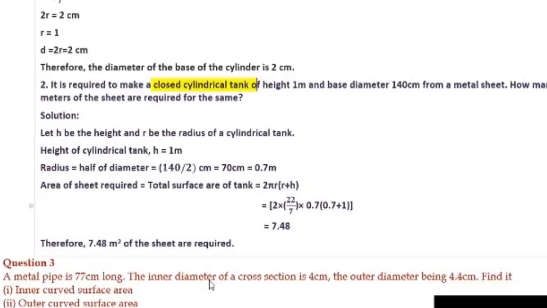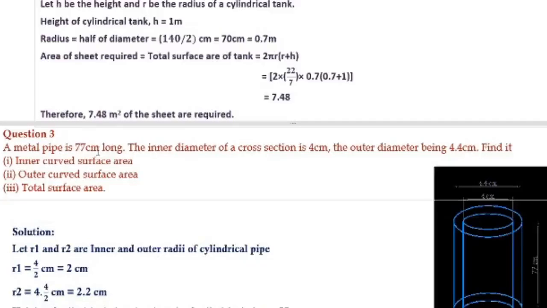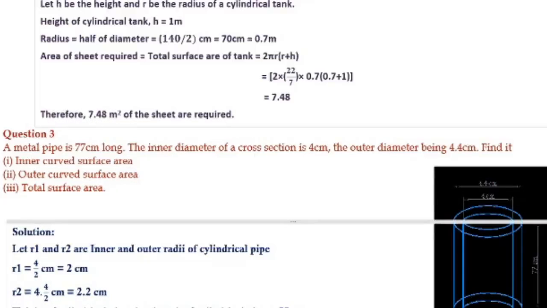Now question number 3. Here it is given a metal pipe of 77 centimeter long. The inner diameter of cross section is 4 centimeter. The outer diameter of cross section being 4.4 centimeter. Find its inner curved surface area, outer curved surface area and total surface area.